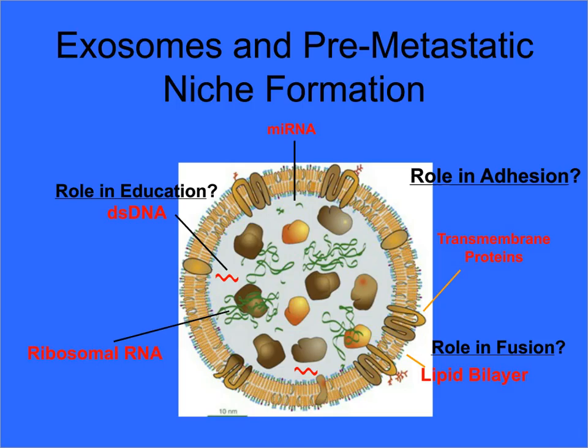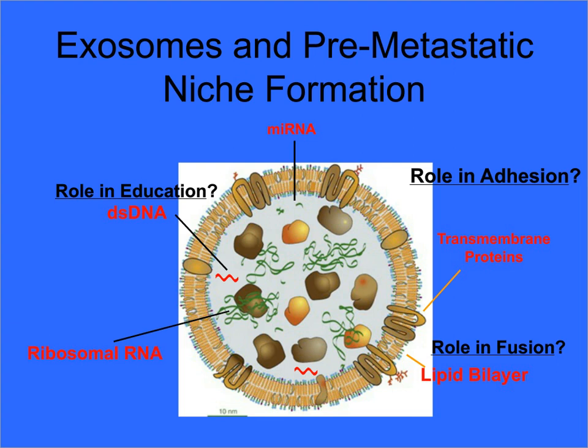And here's exosomes of pre-metastatic niche formation. We have to really understand the structural components of exosomes. And at the top, you see there's a microRNA package, and as you go clockwise, you can see there are transmembrane proteins. Approximately 90% of the proteins are transmembrane, and they could have a role in adhesion. And then there's also the lipid bilayer that should be an area of investigation.